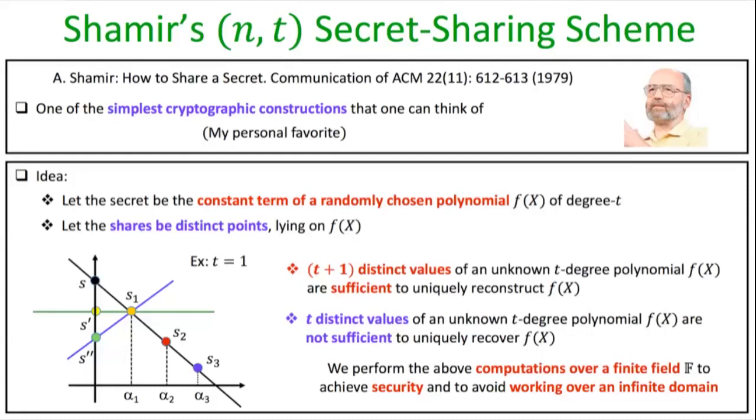And you can see there could be an infinite number of lines possible. It's not just that this is the only line which passes through this secret S. There could be multiple straight lines whose constant value can be secret S. In fact, there are an infinite number of straight lines which can pass through this point S.